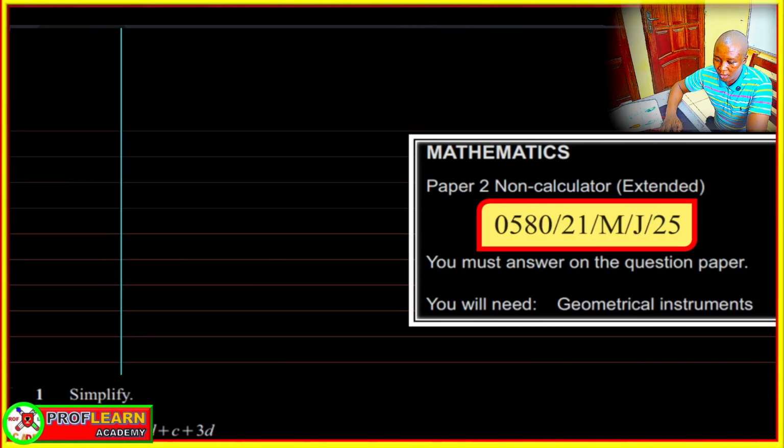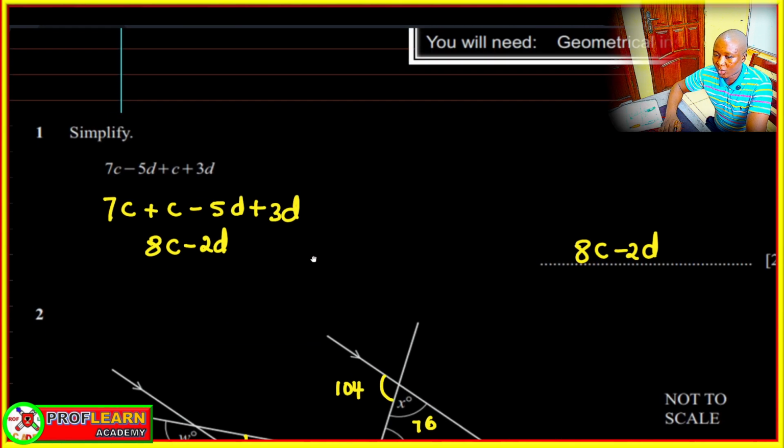So diving in so that we can see the first question that was tested. The first question that was tested was on simplifying. And basically here, candidates were expected to leave their answer in a simplified form. What was expected of them at this point is to put the like terms together. They were to recognize that we have like terms like 7C and C, then -5D and 3D are like terms. So combining that, our expression simplifies to 8C minus 2D.